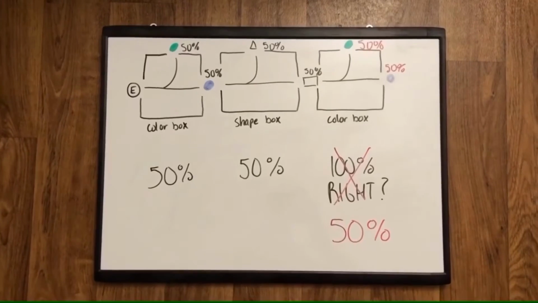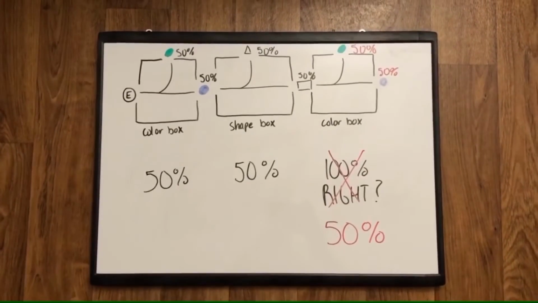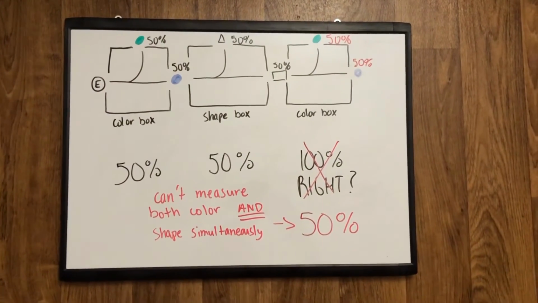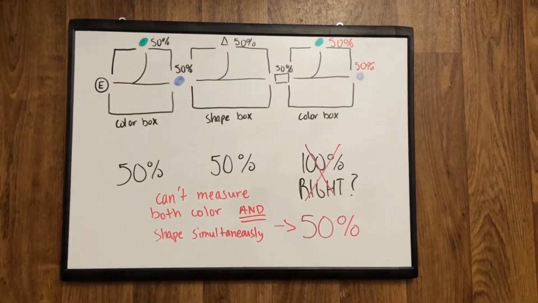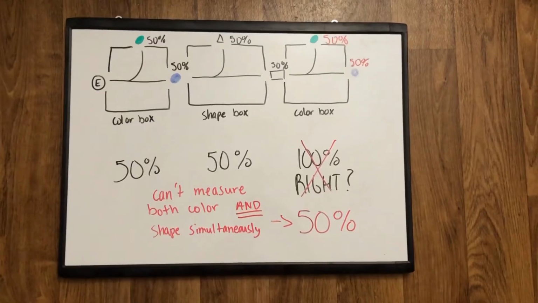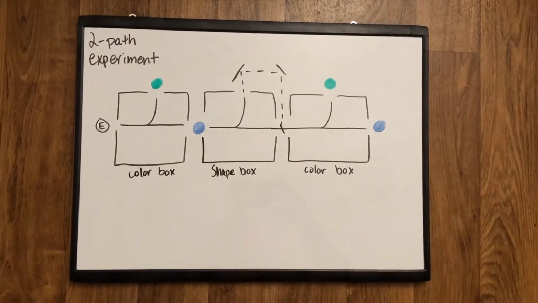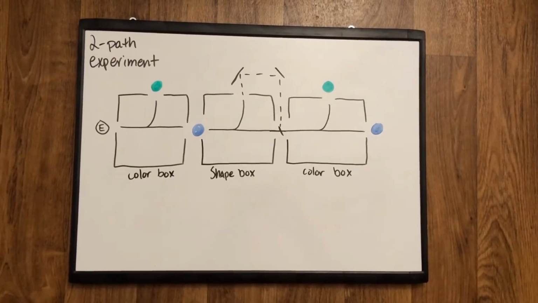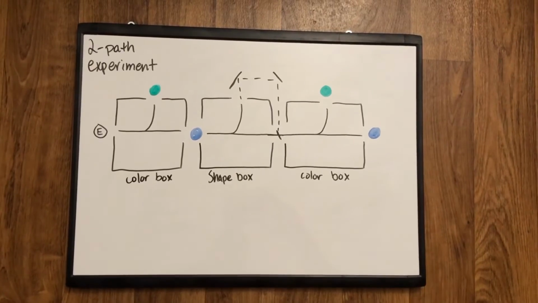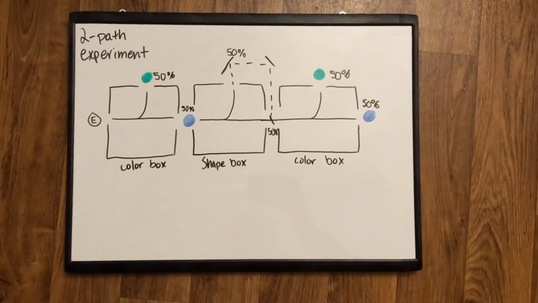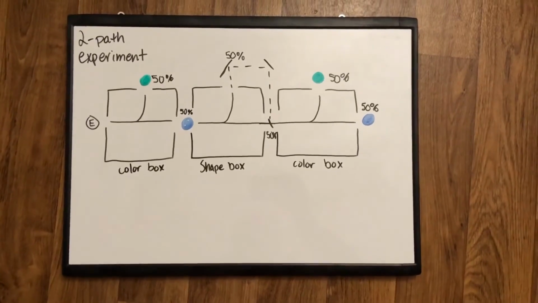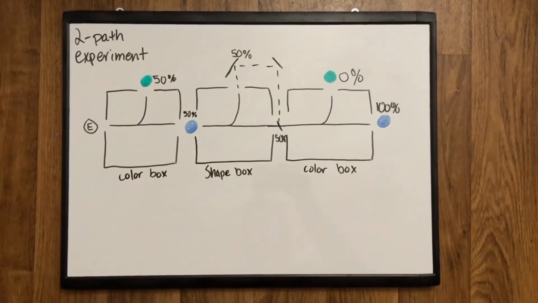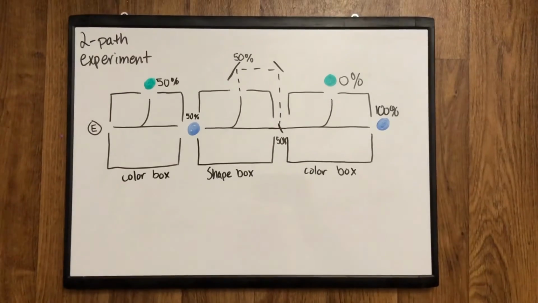Now we'll get into Heisenberg's principle. This principle states that you can't measure both color and shape of an electron simultaneously. In this next experiment, we are substituting a regular shape box for the mirrored shape box. You would assume that we get 50% for each of the outcomes. However, the true outcome is 100% blue electrons.